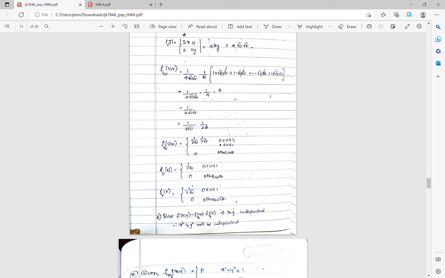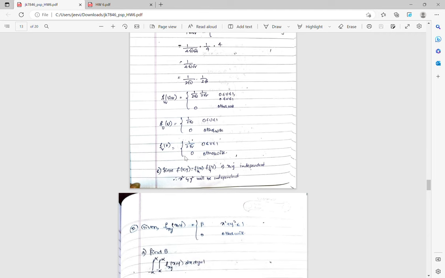Therefore, f of u comma v is equal to 1 by 2 root u into 1 by 2 root v for u between 0 and 1, and for v between 0 and 1, and the value will be 0 otherwise. And f of u is equal to 1 by 2 root u if the value of u is between 0 and 1, and otherwise the value will be 0. And f of v will also be equal to 1 by 2 root v if the value of v ranges from 0 to 1, otherwise the value will be 0.